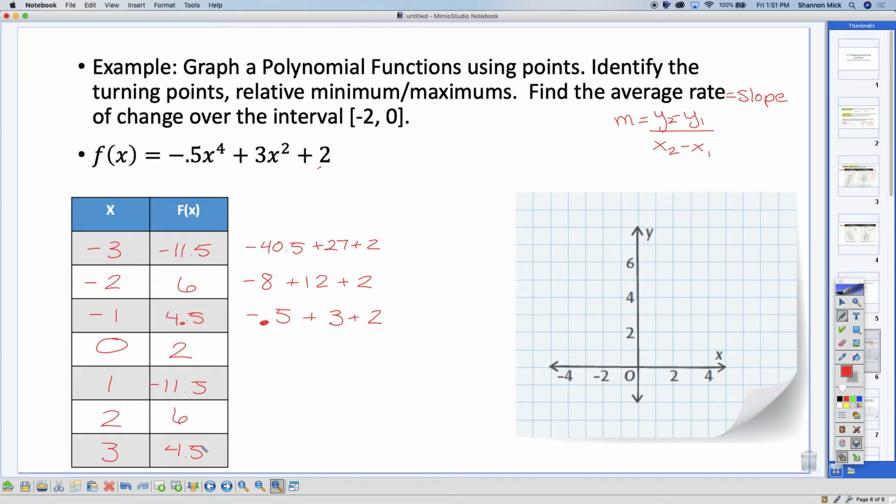0.5. Negative 0.5. Plus 1 squared is one. Times 3, plus 2.